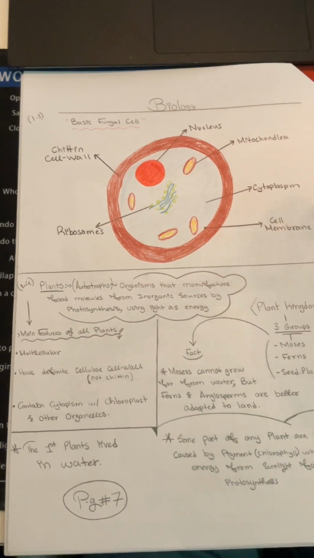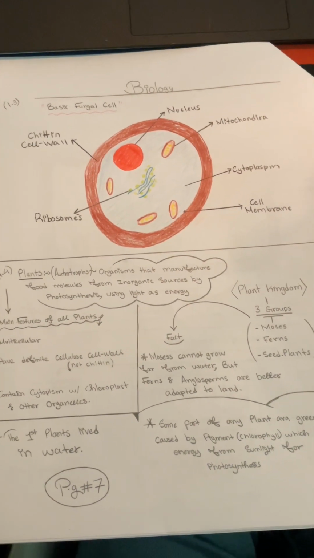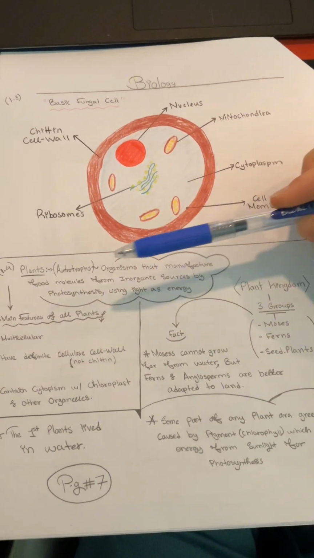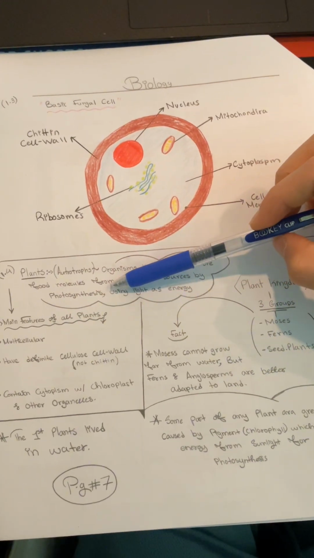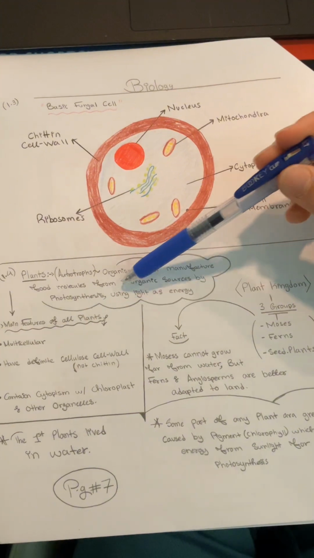The next kingdom we're going to study is the plant kingdom. Plants are also known as autotrophs. Autotrophs are organisms that manufacture food molecules from inorganic sources by the use of photosynthesis, using light energy, capturing light energy with chlorophyll and converting it into food, using light as an energy source.